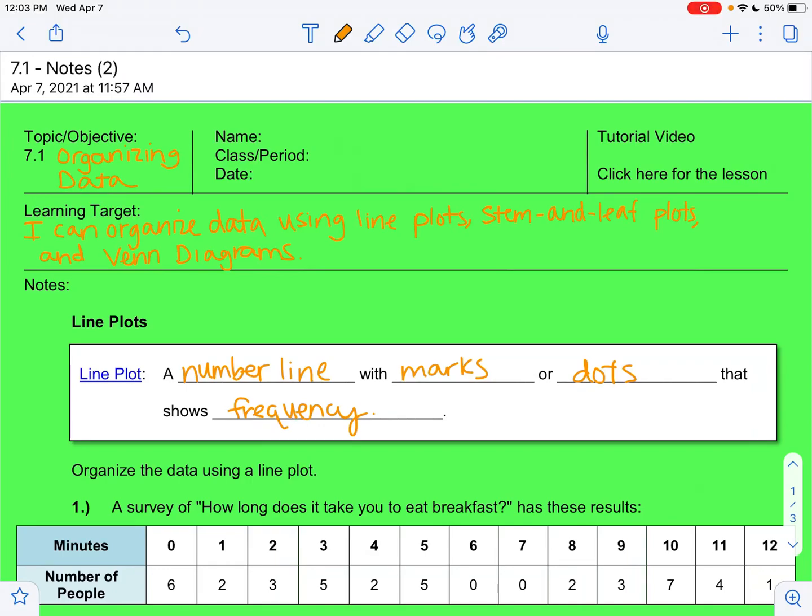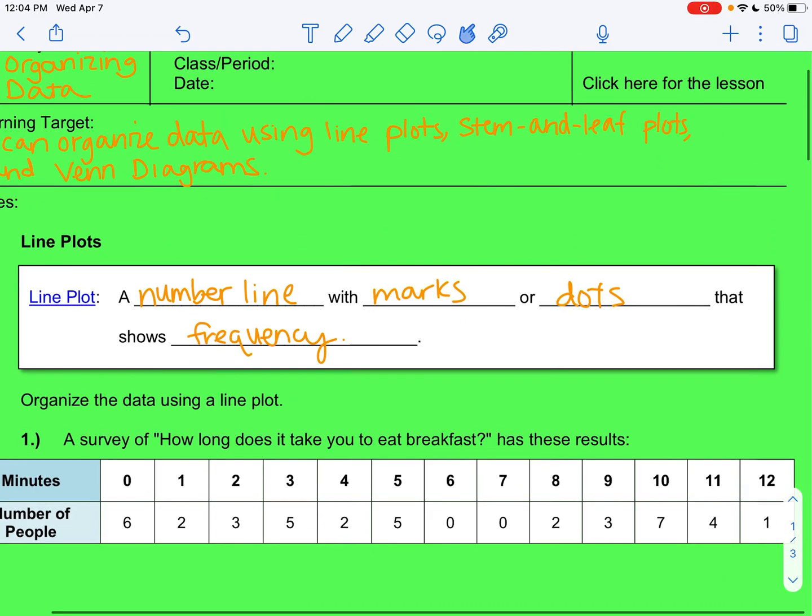Hi 7th graders, today we are going to be working on our first lesson of Unit 7. We are doing 7.1, which is all about organizing data. Our learning target is I can organize data using line plots, stem and leaf plots, and Venn diagrams. So let's go ahead and get started.